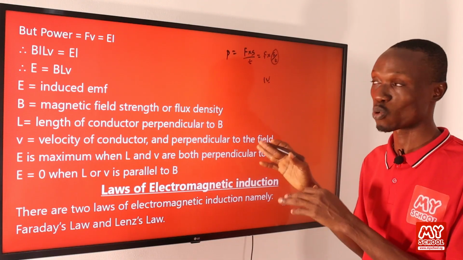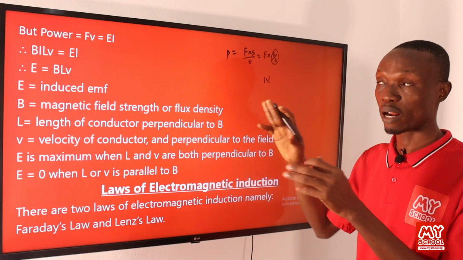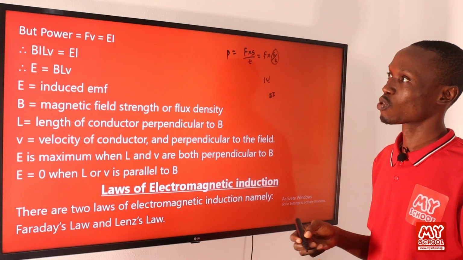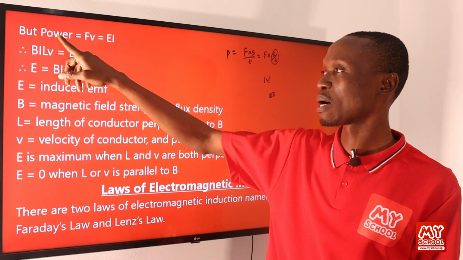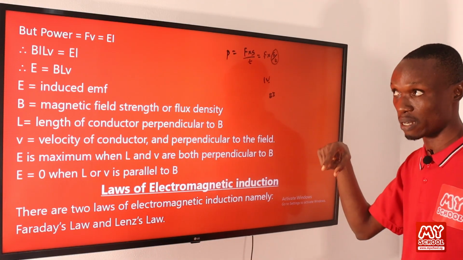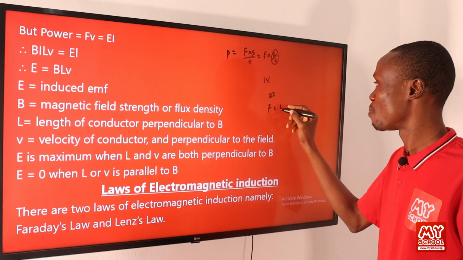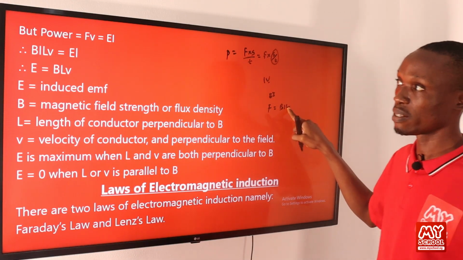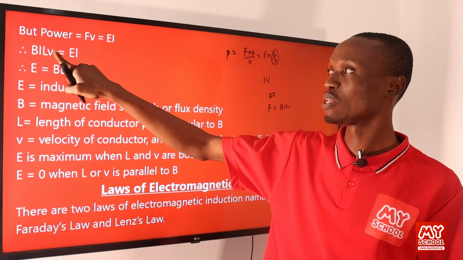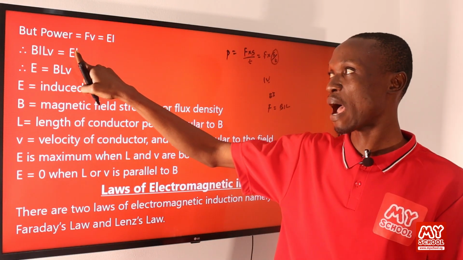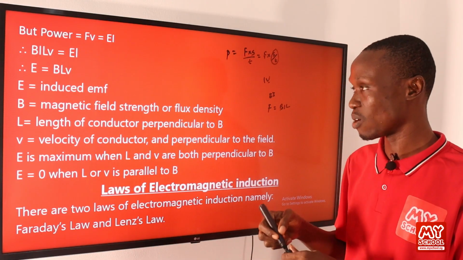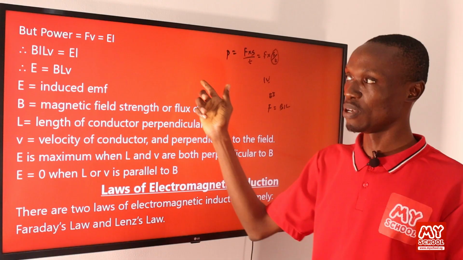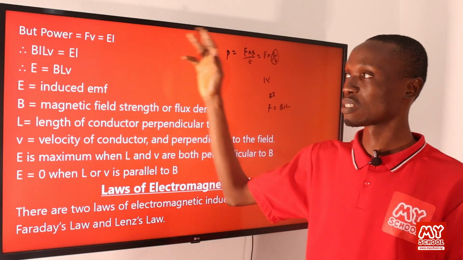So in this case, we can equate the powers to one another, so that power is also equal to EI. But remember that from the previous slide, we saw that F is equal to BIL. So in place of this F, we replace it with BIL. Hence, we have BILV being equal to EI. So I will cancel out I, so that at the end of the day, we have E, which is the induced EMF, equal to BLV.